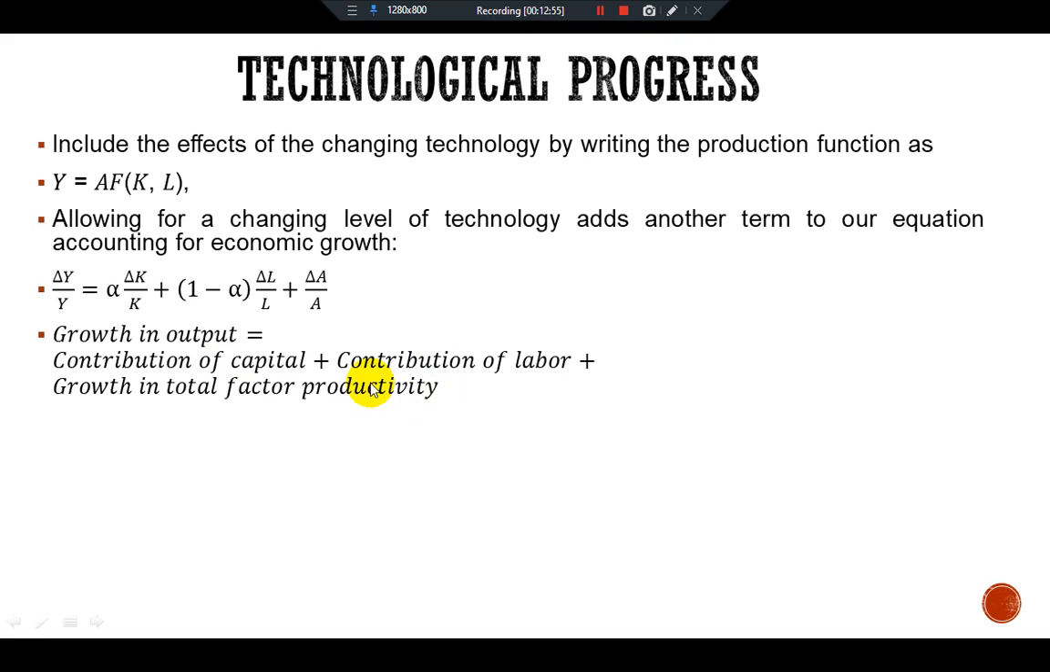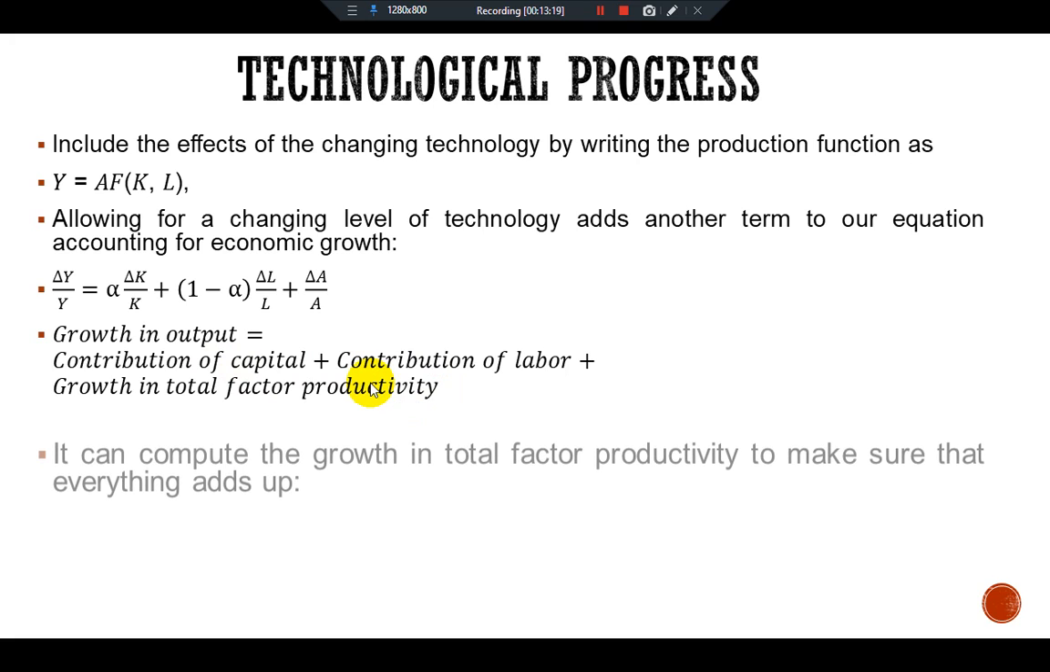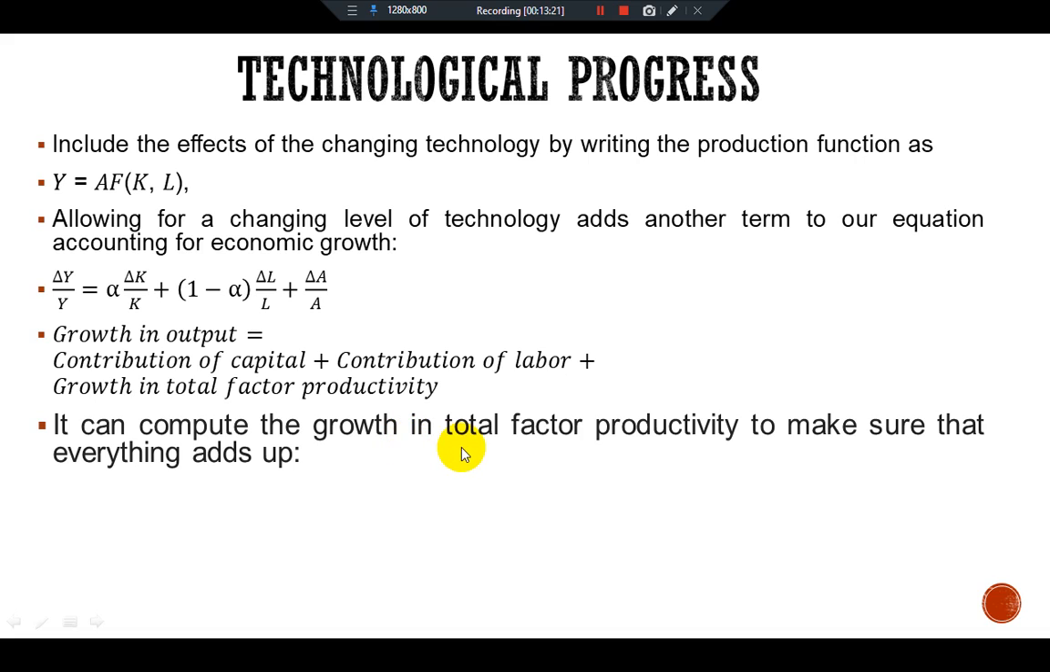Because total factor productivity is not directly observable, it is measured indirectly. We have data on growth in output, capital and labor. We also have data on capital shares of output. From these data and the growth accounting equation, we can compute the growth in total factor productivity.